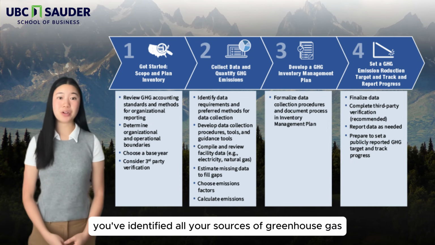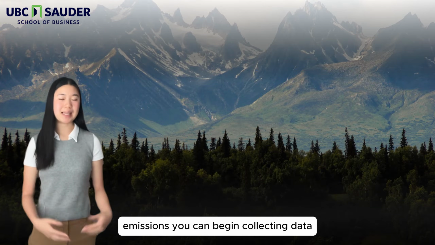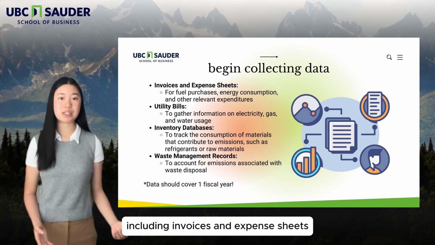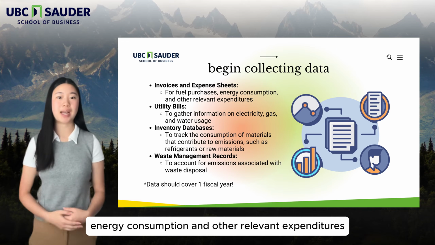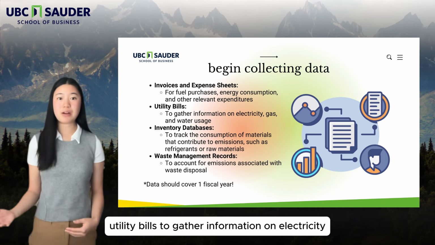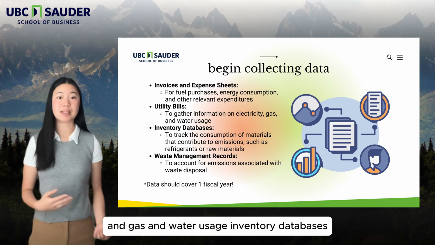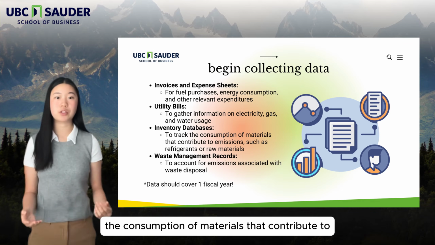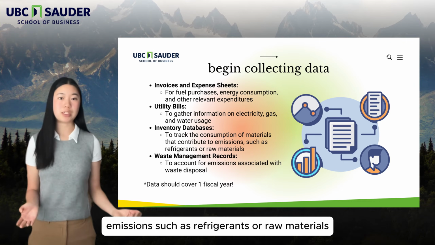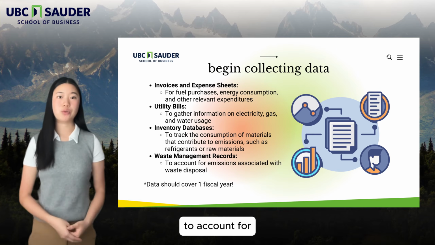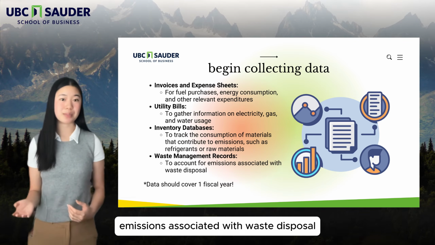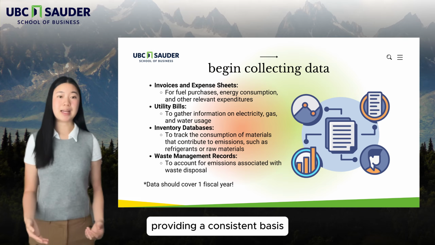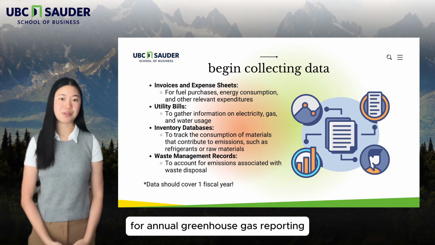After you've identified all your sources of greenhouse gas emissions, you can begin collecting data. You'll need to collect data from a variety of sources, including invoices and expense sheets for fuel purchases, energy consumption, and other relevant expenditures, utility bills to gather information on electricity, gas and water usage, inventory databases to track the consumption of materials that contribute to emissions, such as refrigerants or raw materials, and waste management records to account for emissions associated with waste disposal. Typically, the data you collect will cover one fiscal year, providing a consistent basis for annual greenhouse gas reporting.